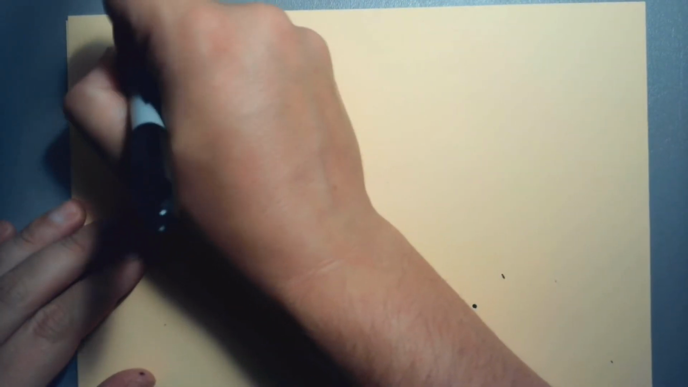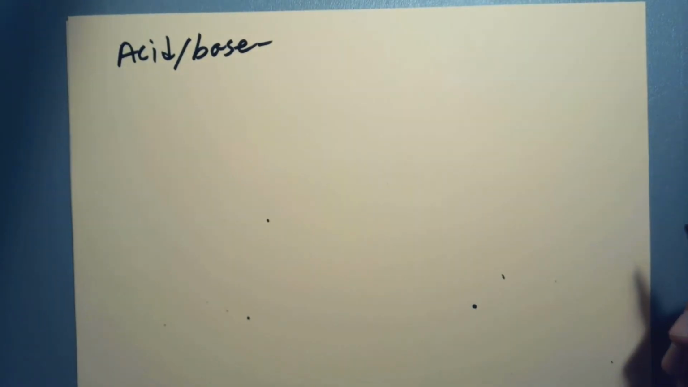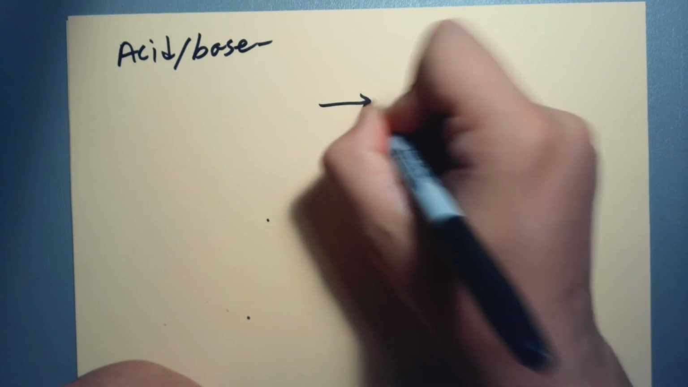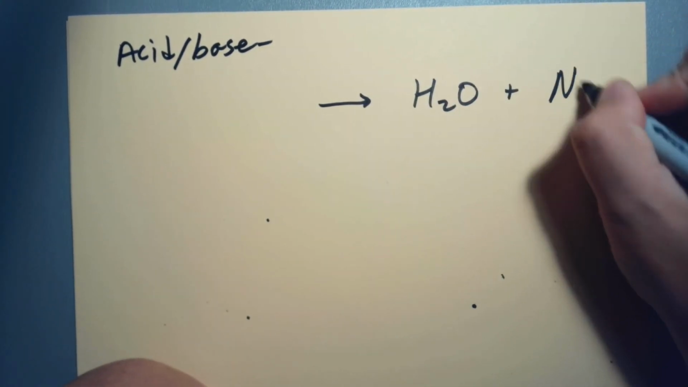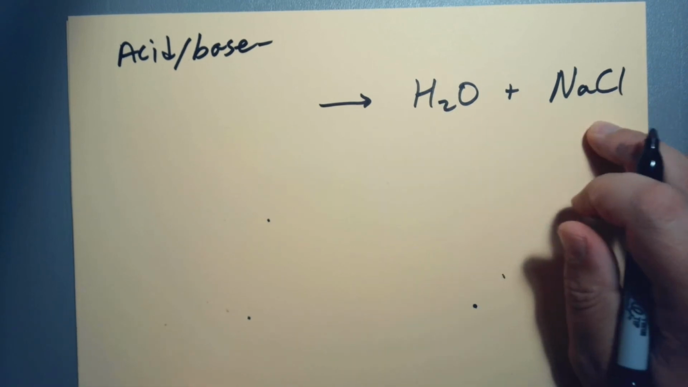And then, what else did we have? Oh yeah, the newest one of all. Freshest in your mind. Acid-base. So how do you know acid-base? Well, we're going to ID it from the right-hand side. We get something like that. We get a water and a salt.